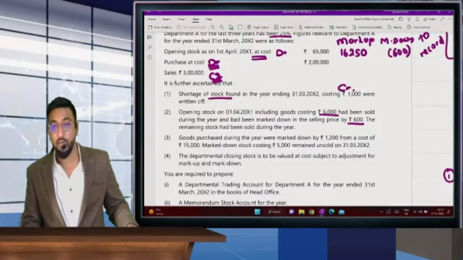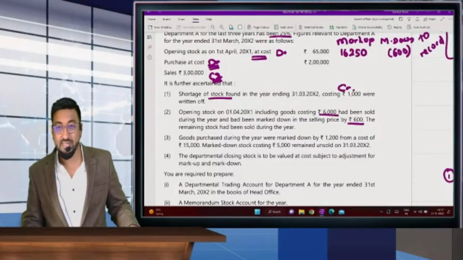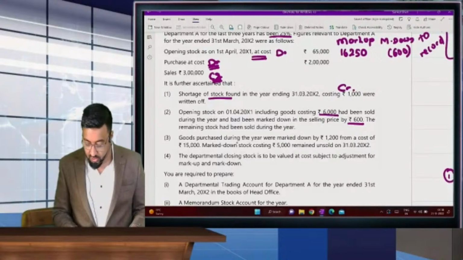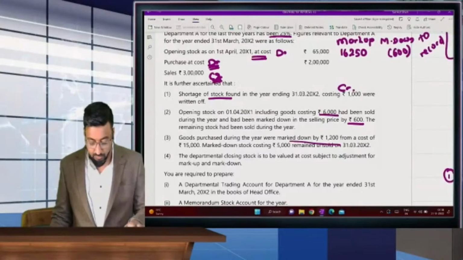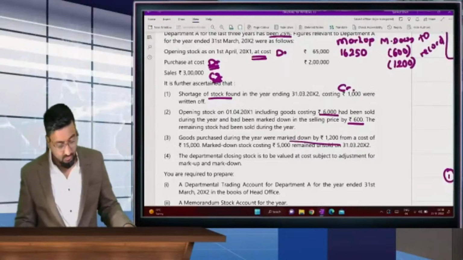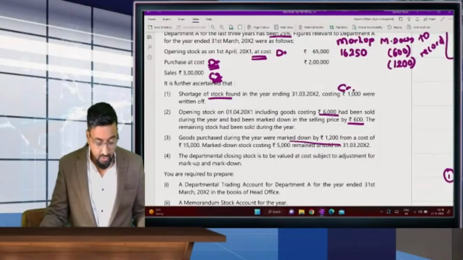Just recording all data. Markup is 16,250 and markdown is 600. The remaining stock is sold during the year. Goods purchased during the year were marked down by rupees 1,200 from the cost of rupees 15,000. So markdown of 1,200 in purchases. So how much markdown has happened in purchases? 1,200 is marked down in the purchases.